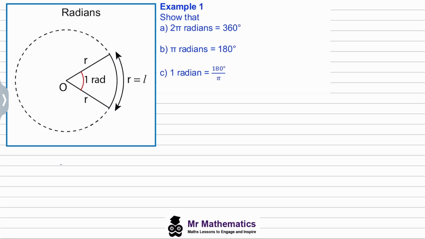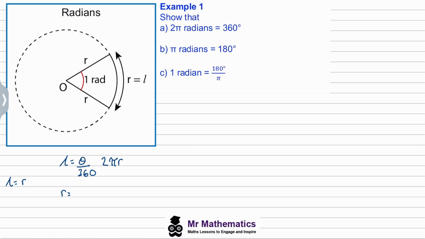We know the arc length of a sector is a fraction of the circumference of that full circle. So this would be a fraction of the entire circle. And the fraction would be the angle divided by 360. So it would be this fraction of the entire circumference, which we know is 2 pi r. But if we're looking at radians, then this arc length L is the same as the radius. So L is equal to r. And then we can replace this L with r.